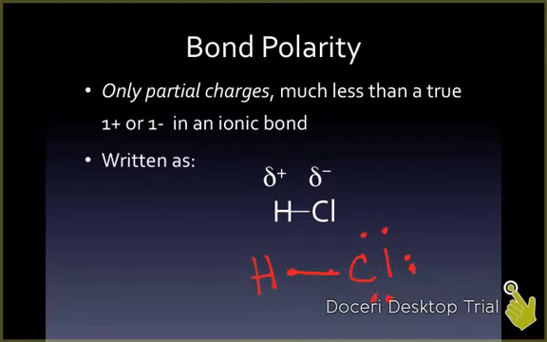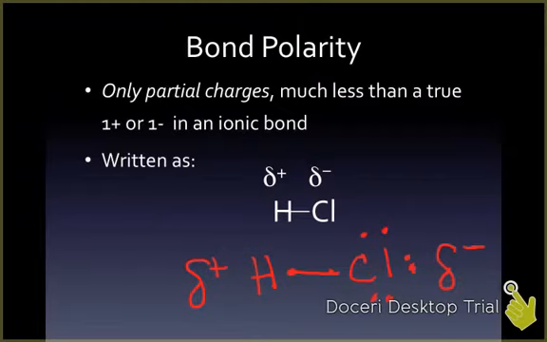which means this end is going to have a slight negative charge, and that's how it's written with a Greek letter. And then this end is going to have a slight positive charge, and that's how you write that one end is slightly negative and one end is slightly positive, because again, these are not ions, so we cannot give them a full charge. They just kind of have a little bit of a charge.